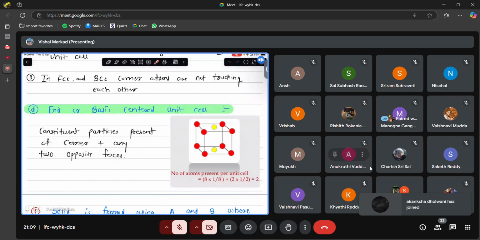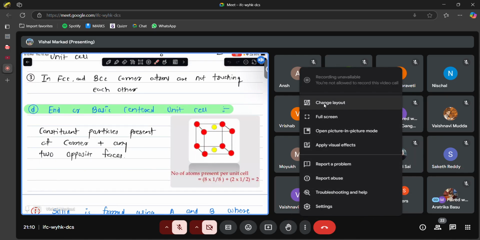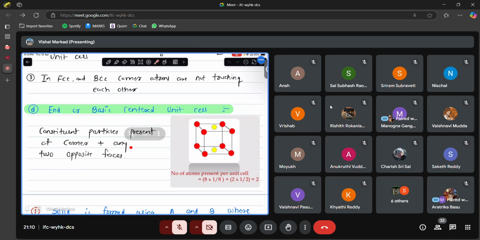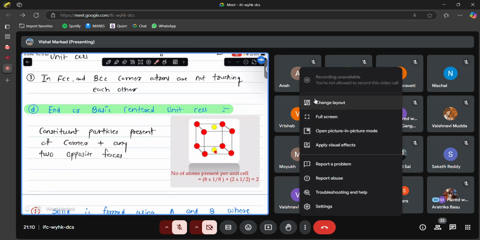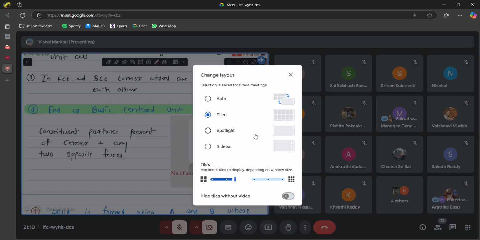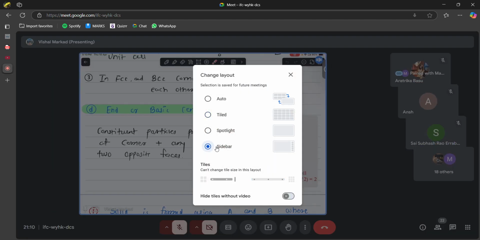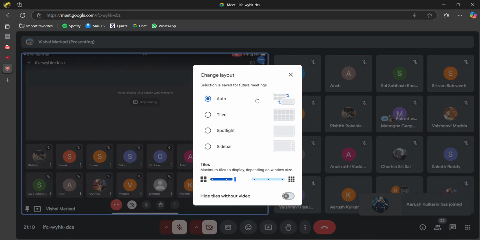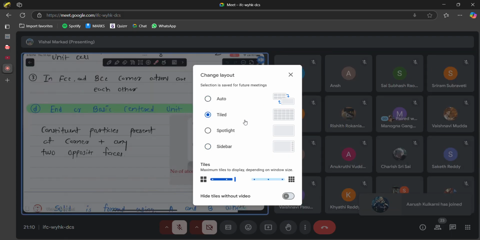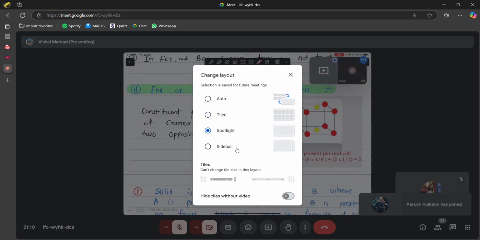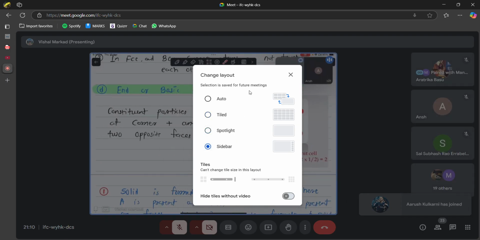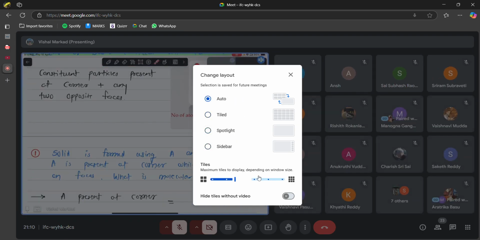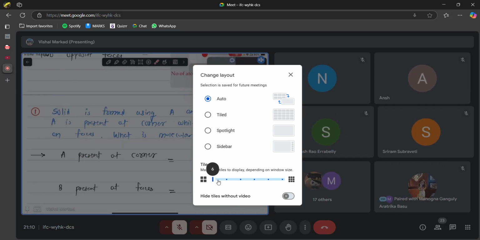This is the end-centered, or base-centered, unit cell, where the atoms are present at the corners plus any two opposite faces. Any corner means total contribution of 1. Any two opposite faces means how much contribution? The contribution will be 1 only, so total 2 atoms will be there.